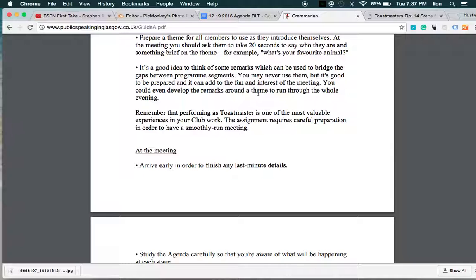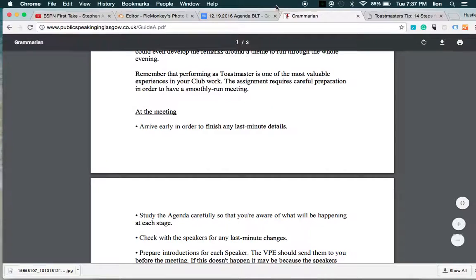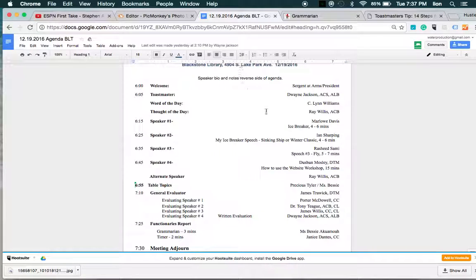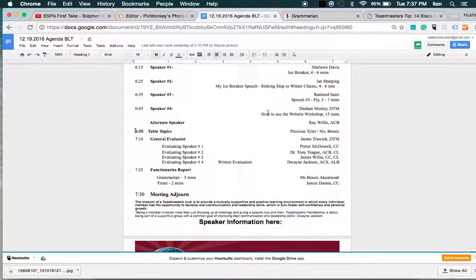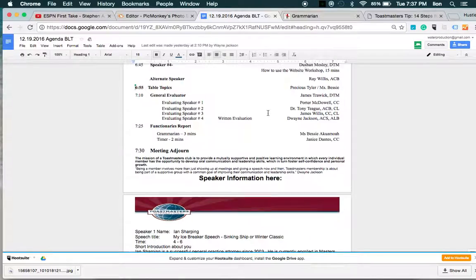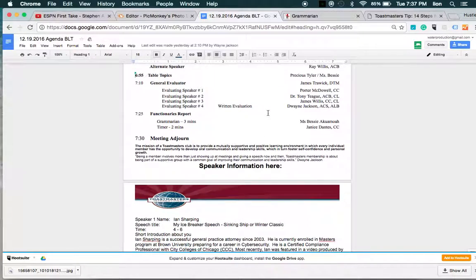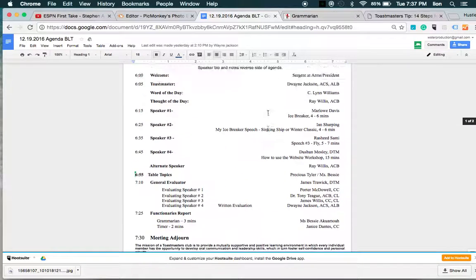Remember, it is very, very important that you prepare ahead of time. So let's go back to this agenda again. The way that you prepare ahead of time is, again, knowing exactly how many people are speaking, and you want to contact all of the speakers. On our agenda here, you can see exactly who's speaking. You also see who the evaluators are. It says right here, you see the names of the evaluators.